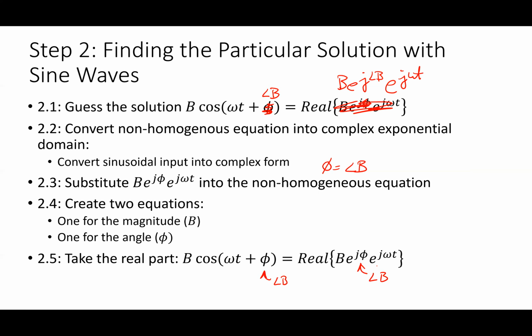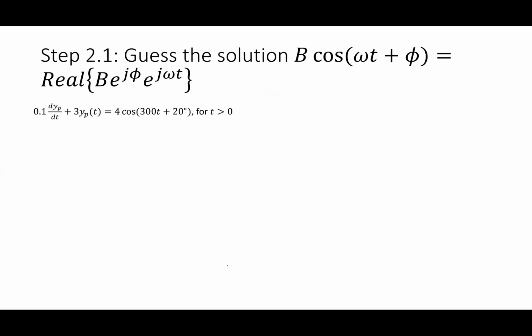And when I get back, I'm going to end up with the values of B and angle B. So let's go through that process here. I've got this whole thing, right? So this equation is 0.1 dyp/dt plus 3 yp of t equals 4 cosine(300t plus 20 degrees) for t greater than or equal to 0.